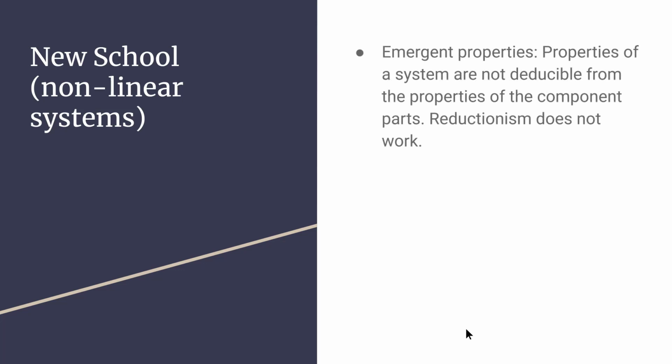So nonlinear systems have emergent properties, properties that are not deducible from the properties of the component parts. So reductionism does not work. So you cannot say, I understand this little piece of the system, I understand this little piece of the system, and therefore I understand how the system is going to behave when all of the little pieces are combined together. There are properties, emergent properties, that occur only when the systems are together.